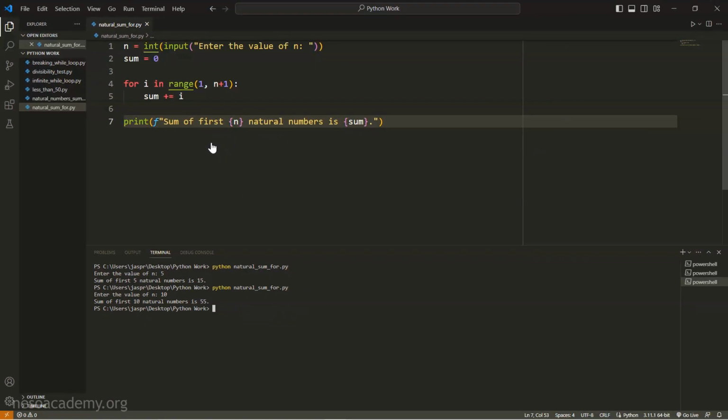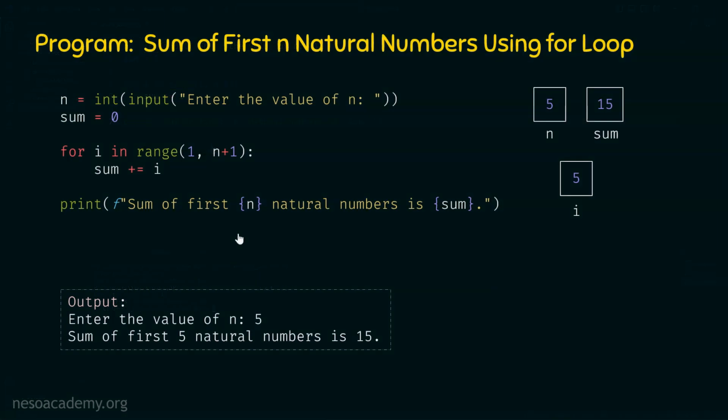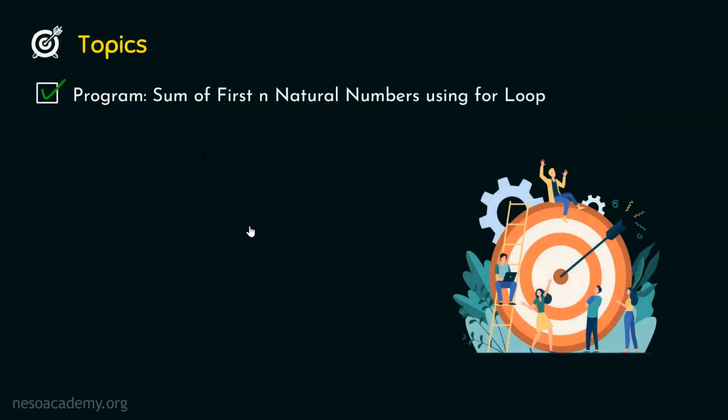So now let's get back to our presentation. I hope it is clear how this code works, how to write a program to calculate the sum of first n natural numbers using for loop. This means that we are done with this lecture.